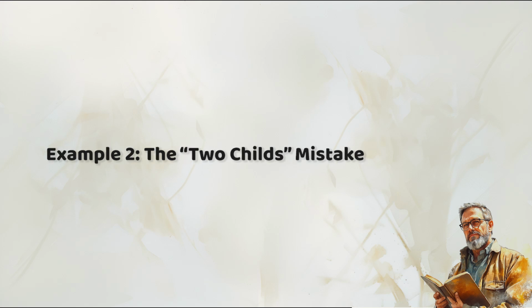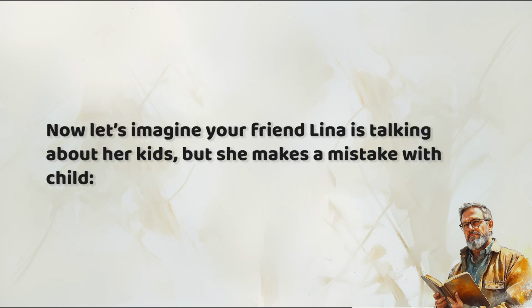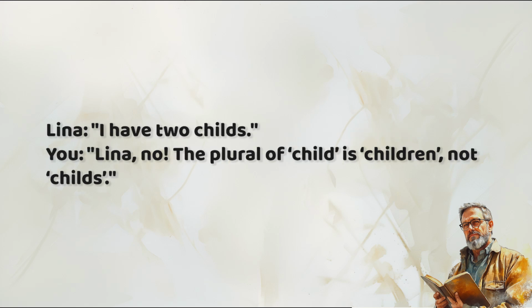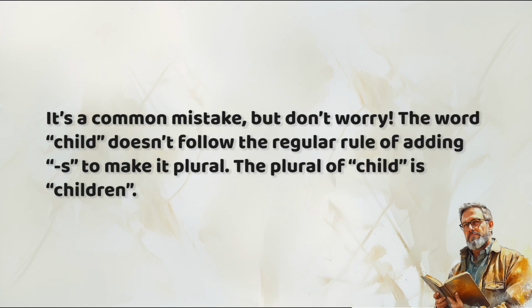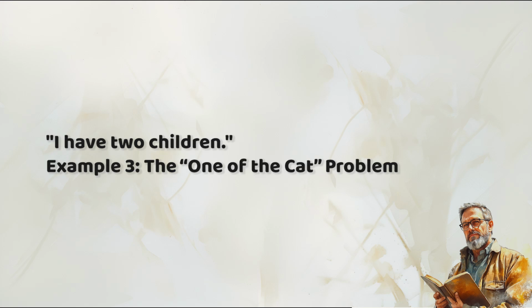Example 2. The two child's mistake. Now let's imagine your friend Lena is talking about her kids, but she makes a mistake with child. Lena, I have two childs. Lena, no. The plural of child is children, not childs. It's a common mistake, but don't worry. The word child doesn't follow the regular rule of adding s to make it plural. The plural of child is children. Correct sentence. I have two children.